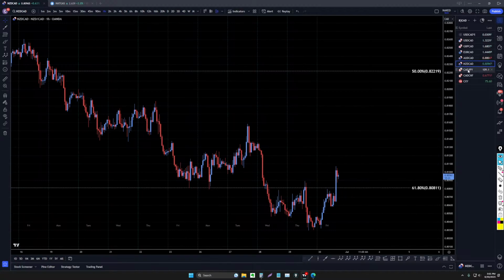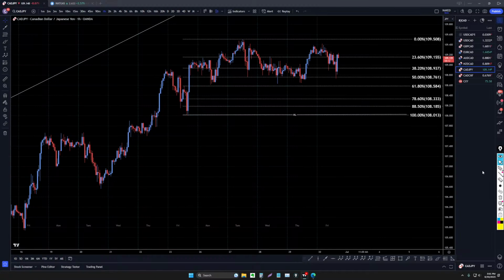One of my members wants me to look at the Aussie Canadian, so we'll probably do that right now anyways. Even this one, 1, 2, 3, 4, 5 down, and it's been trending up. It finally broke structure. It's probably going up. Canadian yen, we already know is going up. Let's see if it holds or not. It looks like it should hold. I don't really see any reason to think it wouldn't.